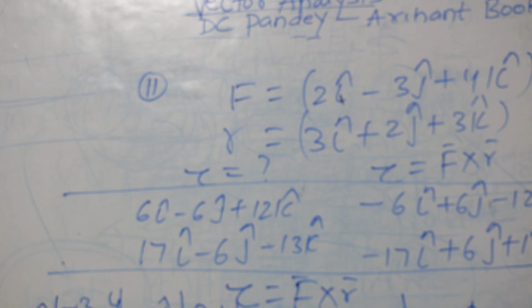3 into 3 is what? Minus 3 into 3 is 9. Here we have to put minus. 4 into 2 is what? 8. Now no need to calculate this. Check here i, and this is minus 8 minus 9. 8, 8, 16, 1, 17. So this is what? Minus 17i.